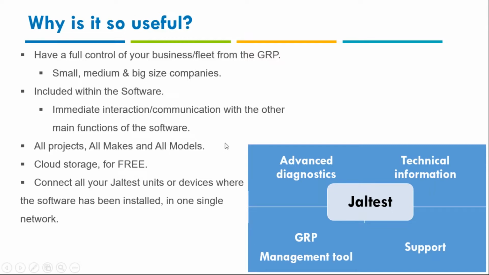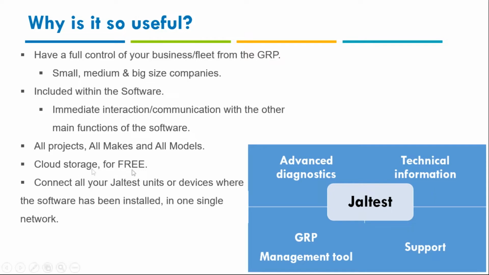We know that Jaltest is four parts. Obviously, everything is based on our advanced diagnostics, but then we have technical information, GRP, okay, so this is the webinar from today, and customer support. So we can have an immediate interaction, communication with GRP with technical information, or GRP with diagnostics, or GRP with customer support. So this is important. It's included in the software. It's all projects, as I said, all makes and all models. Okay, so this is a huge advantage compared, for example, to OEM tools, because OEM, I don't know if they have a management tool inside the software, but it will be just for that brand or that system. In our case, it's for everything.